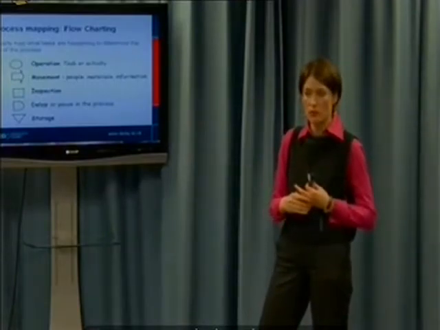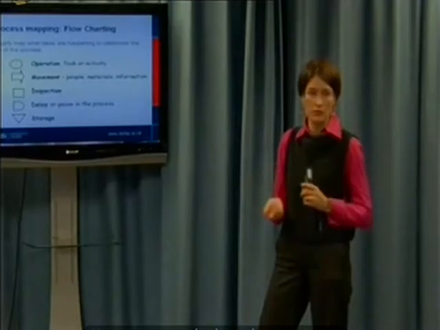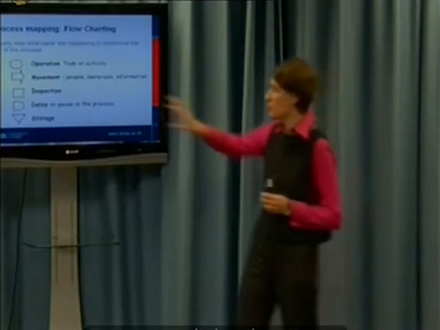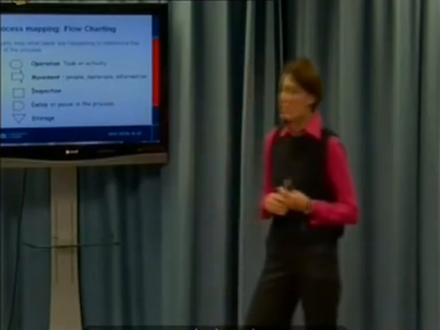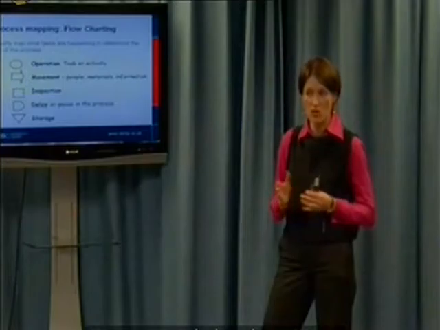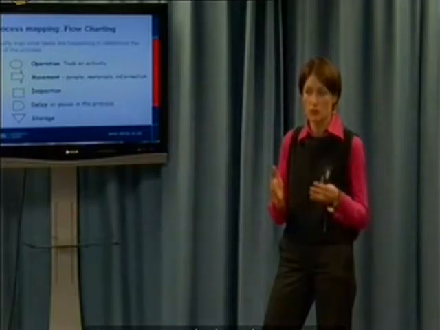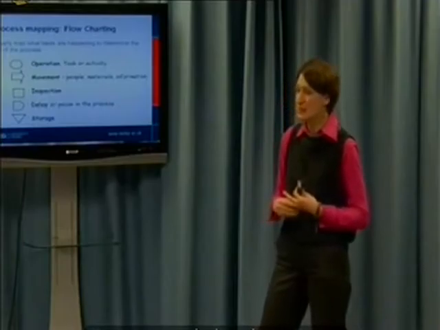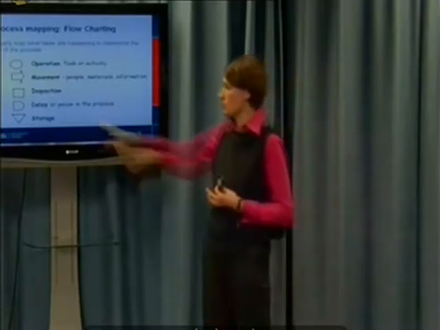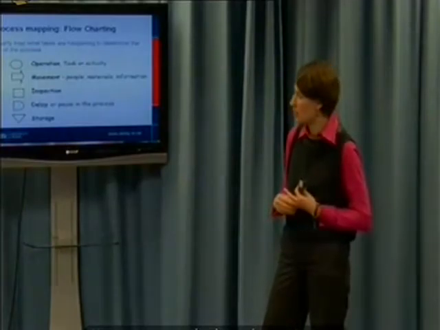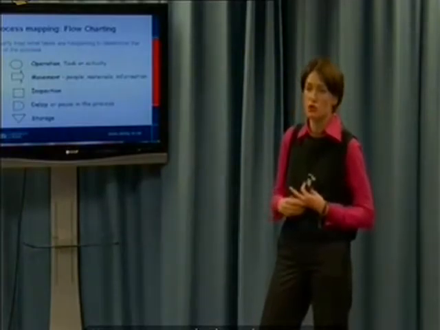Movement, any movement of the products, of the tangible elements within your process, customer movements, service operator movements, anything like this will be presented with an arrow. Inspection, okay, the quality assurance bit, making sure that your paperwork is correct, it is proofread and so forth. Delay, or pause, is the second from the bottom shape, and your triangle will indicate storage.